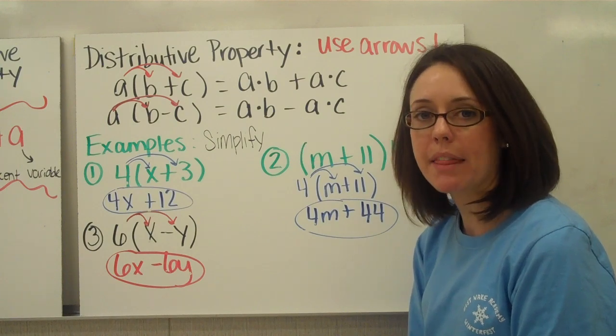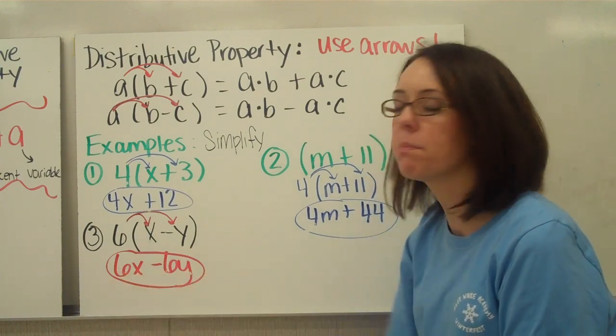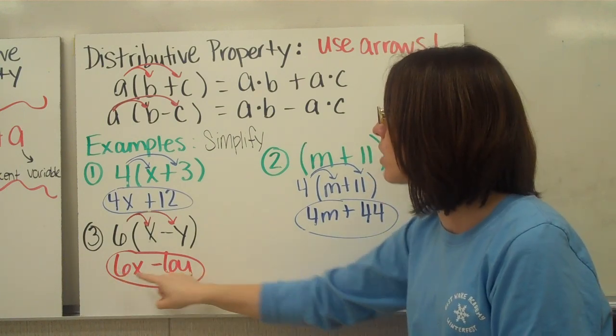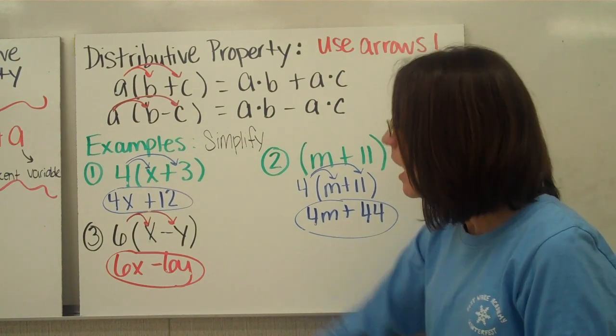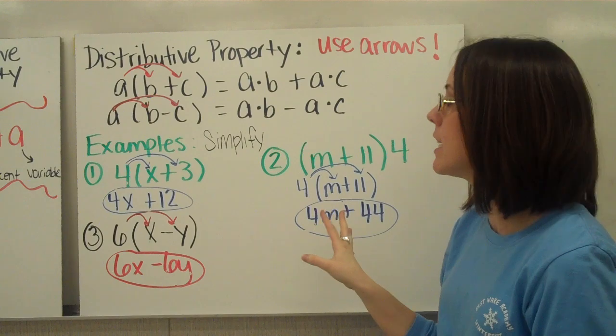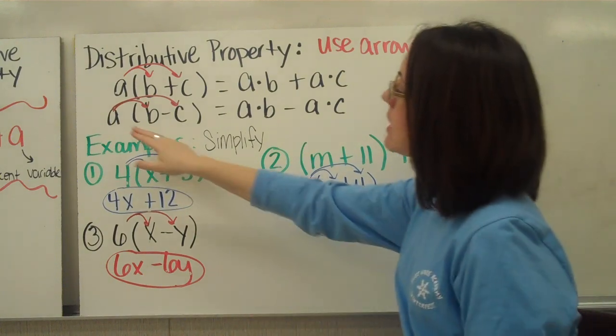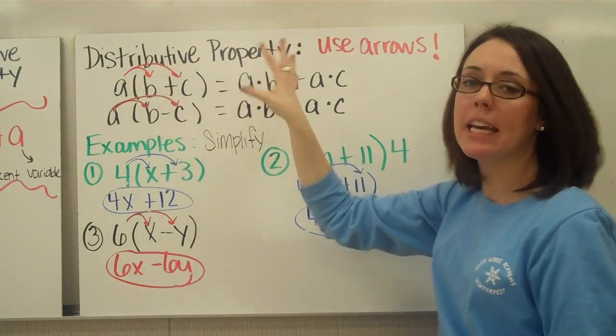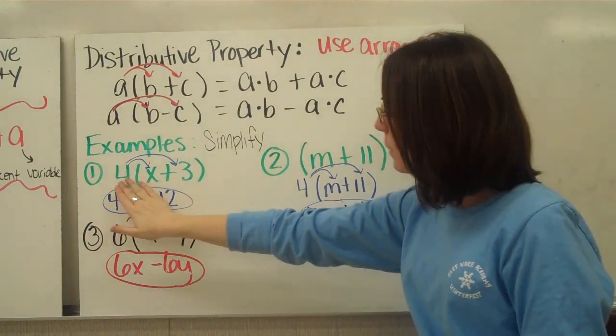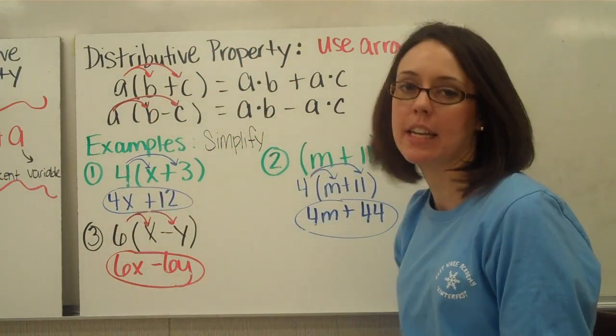We cannot combine these. Even though the coefficients are both 6, the variables are different. You cannot combine unless they're the same variable. How is this the distributive property? Let's recap. The distributive property tells you that you have a number on the outside of the parentheses and you can multiply it into each part. We did that with the 4 and the 6.